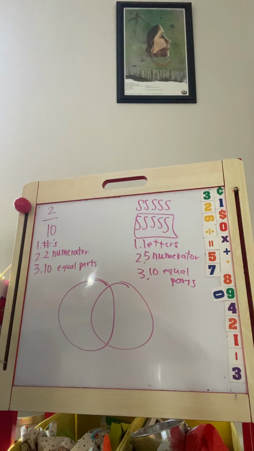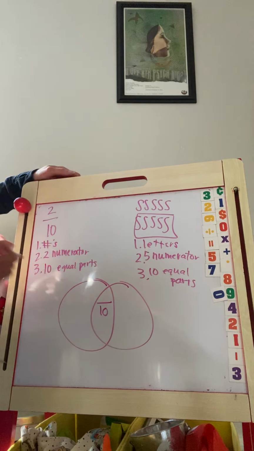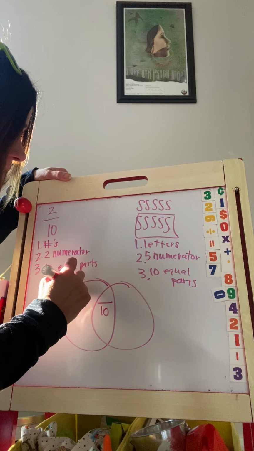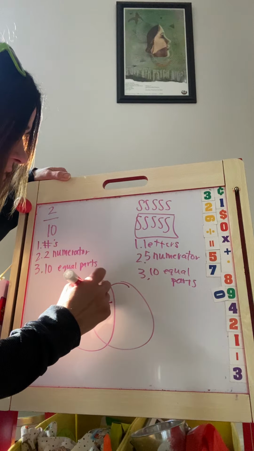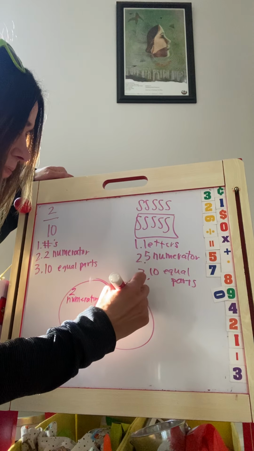Okay, so if I go back through here and I need to tell how these things are the same and how they are different, obviously both of them have 10 as a denominator, right? But this one's different because it has 2 as a numerator. This one's different because it has 5 as a numerator.